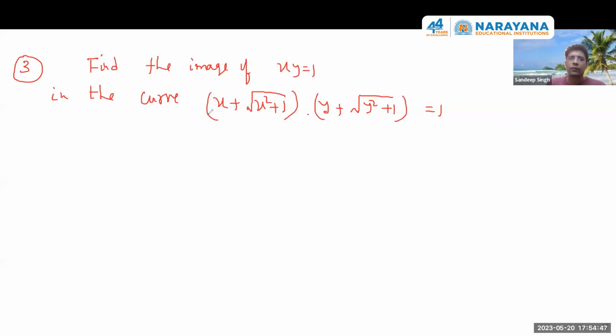So now we shall proceed to the next problem, number 3. Do it. Xy equal to 1. I will read it for you. Find the image of xy equal to 1 in the curve. This is your curve: x plus root of x square plus 1, into y plus root of y square plus 1, equal to 1. Okay? Do it.